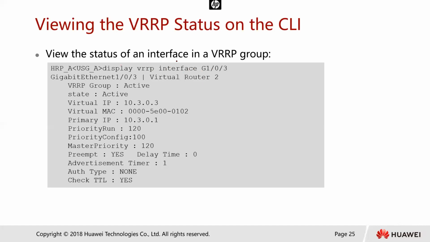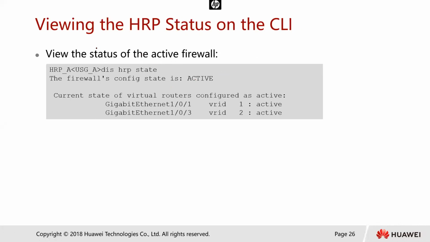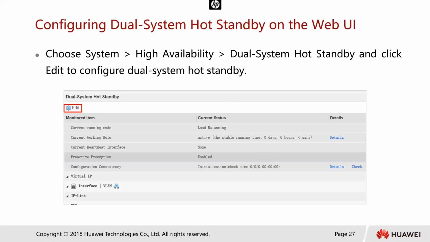To view the status of an interface in a VRRP group, go to display VRRP interface, and then select the interface which has your links, and it will give you the details, whether it's active or standby. To view the HRP status on the command line, also go to display HRP state, and it will show you the current state of this firewall, active or standby, depending on what you configured, and the current virtual routers configured are in the active state. We have this interface here, and also this interface, and they are in the active group.